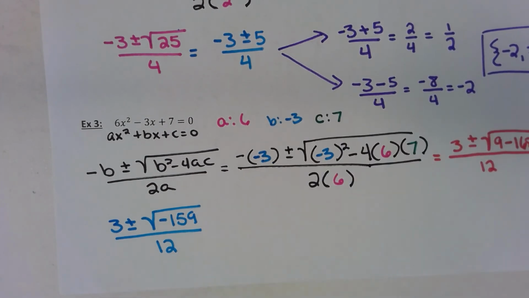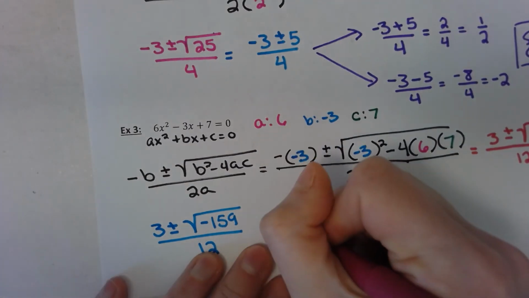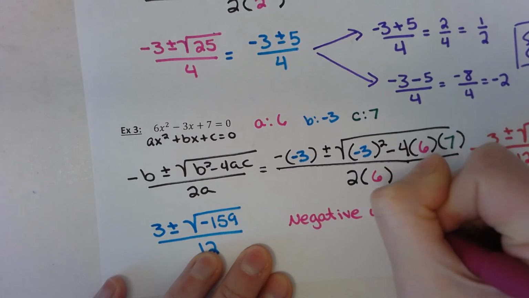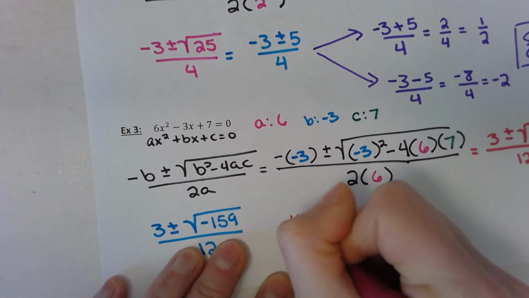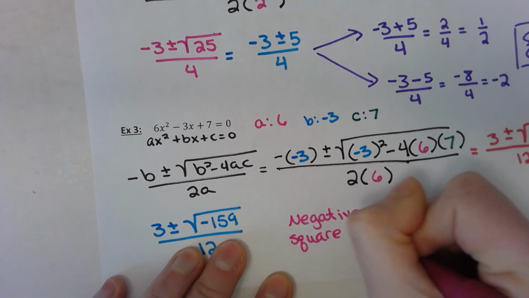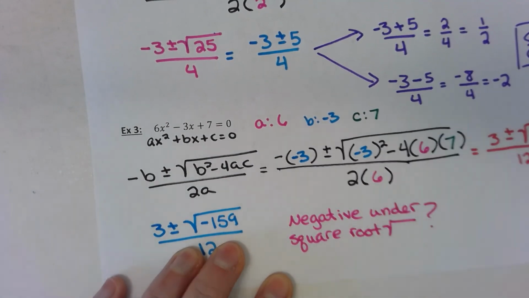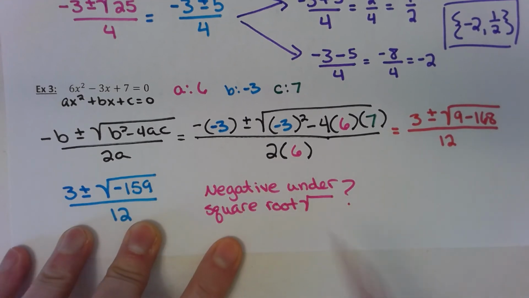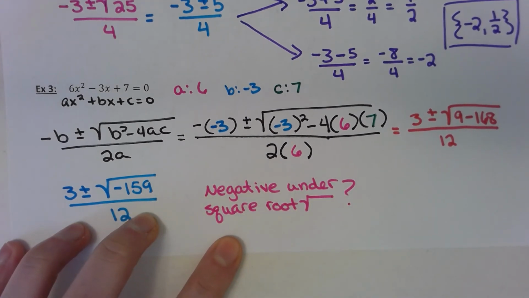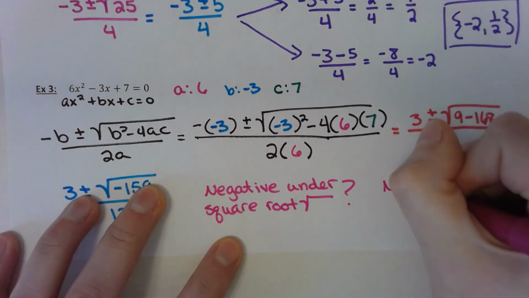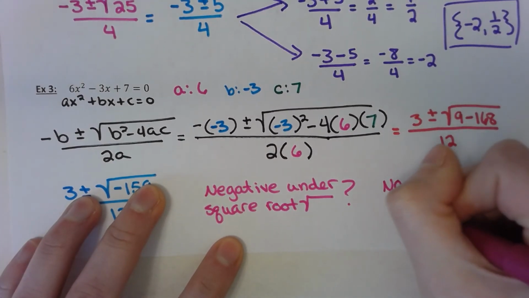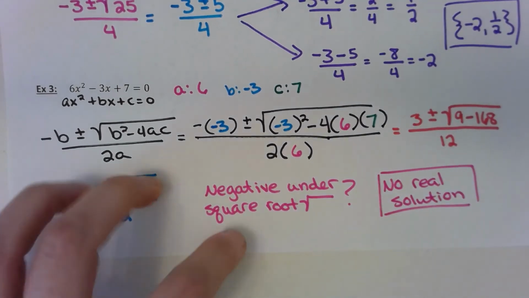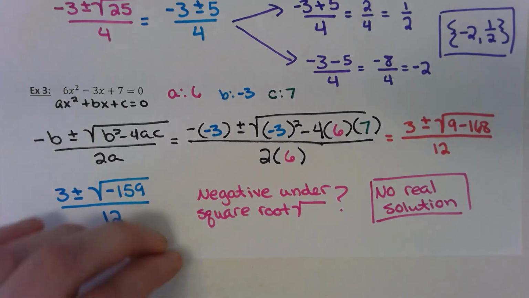So when this happens to you, I want you to make this note. It is because we've got a negative under the square root sign. Here's what that means. If you've got a negative number underneath your square root sign, that means that you have no real solution. Now, in Algebra 2, you get to learn about something called imaginary solutions, but that is not your problem just yet.